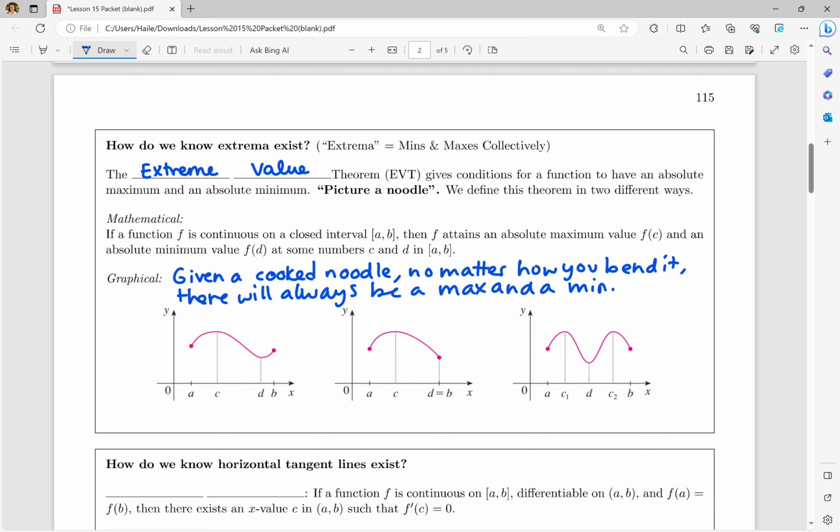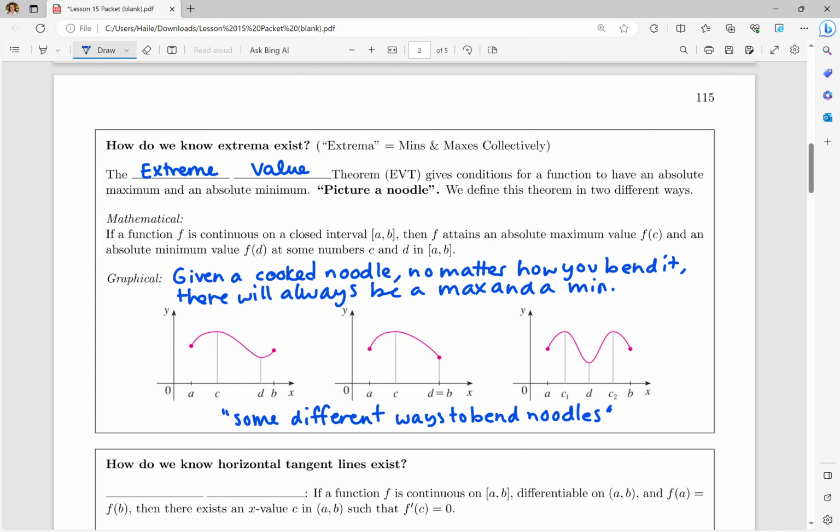All right. So graphically, here are some examples of graphs below that demonstrate the extreme value theorem is true. These are basically just some different ways to bend the noodle. I won't go through those explicitly, but take some time, look at them, and think about which point on each graph is the max and which point on each graph is the absolute min.